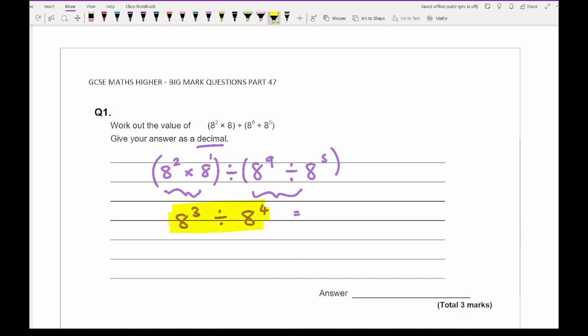All that's left for me to do is simplify this. Again, when we're dividing we take away the powers, so it's going to be 8 to the power of 3 minus 4, which is minus 1, and that can be written as a fraction as 1 over 8, which as a decimal, which is what the question is asking us to do, gives a value of 0.125. If you're not sure about the decimal conversion, go back old school and use the bus stop method to divide. But our answer there is going to be 0.125.